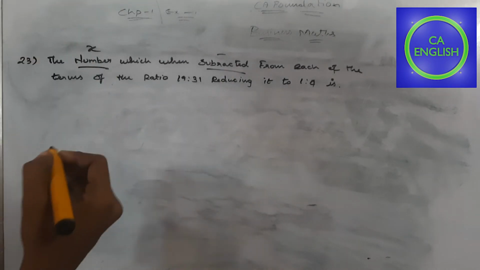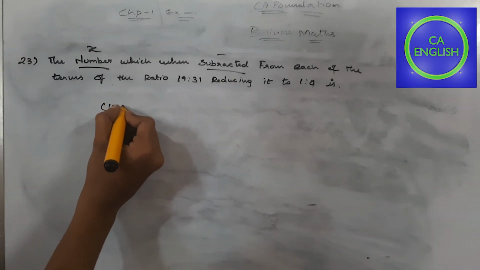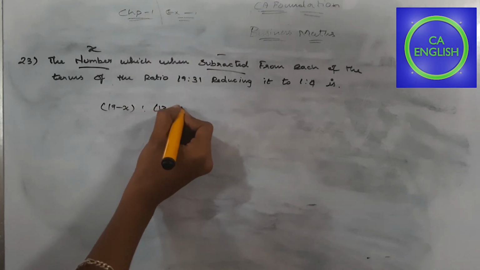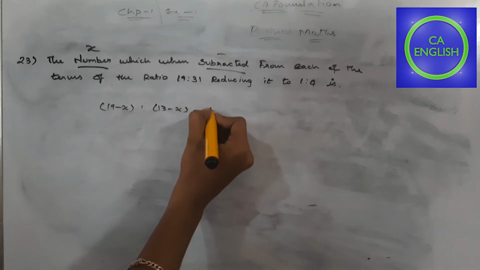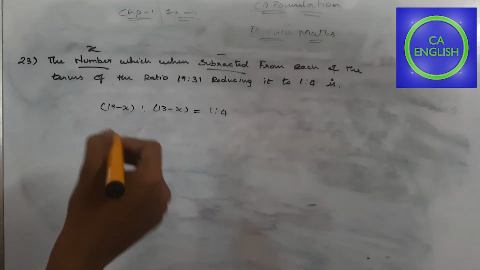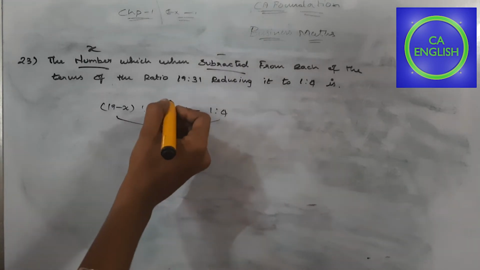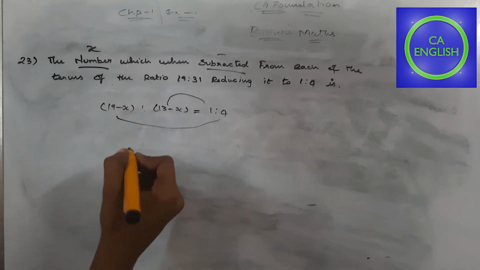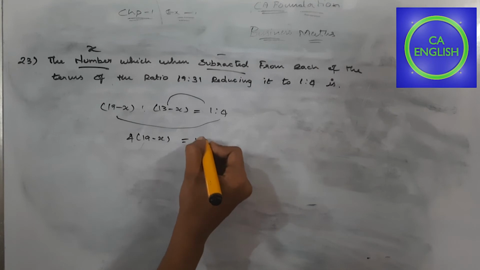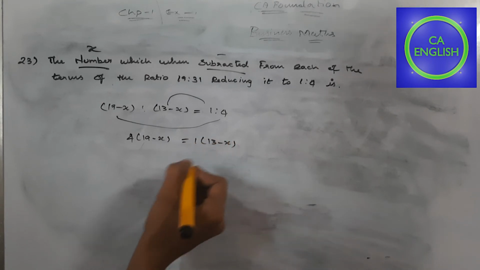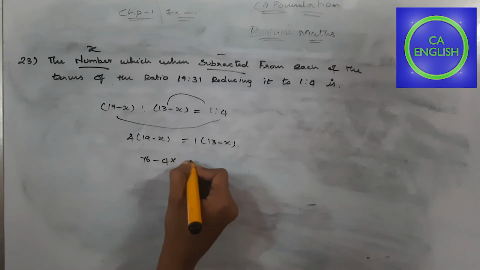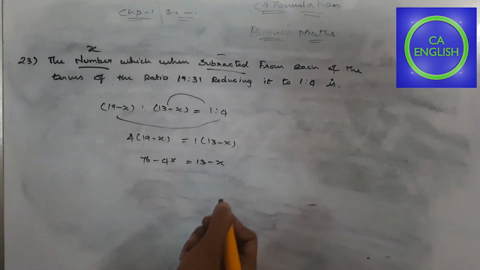First write the given ratio as 19 minus x is to 13 minus x equal to 1 is to 4. Just multiply the alternative terms. 4 into 19 minus x is equal to 1 into 13 minus x. Just multiply it. 76 minus 4x is equal to 13 minus x will be the answer.